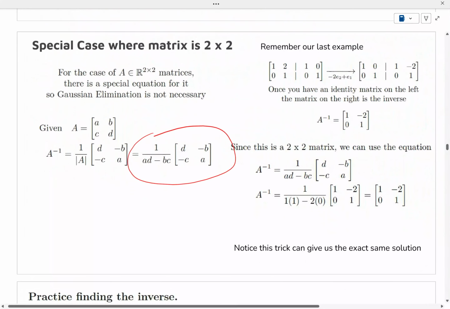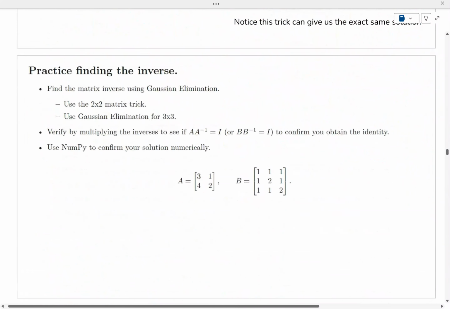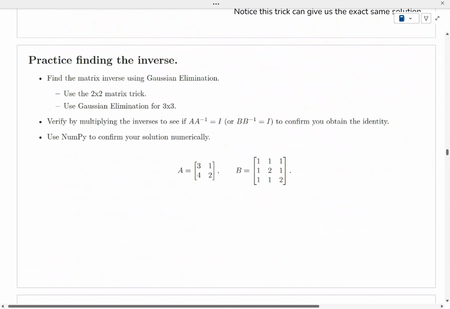Okay. Over here, I give you an example. When you have a chance at home, just take a quick look. All right, so now we have two matrices. You can use the 2 by 2 trick, and you can use Gaussian elimination to solve this. Pause the video and see if you can get it.